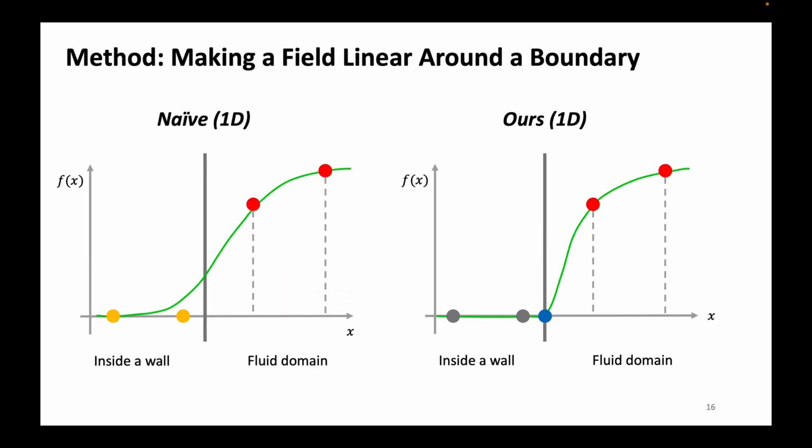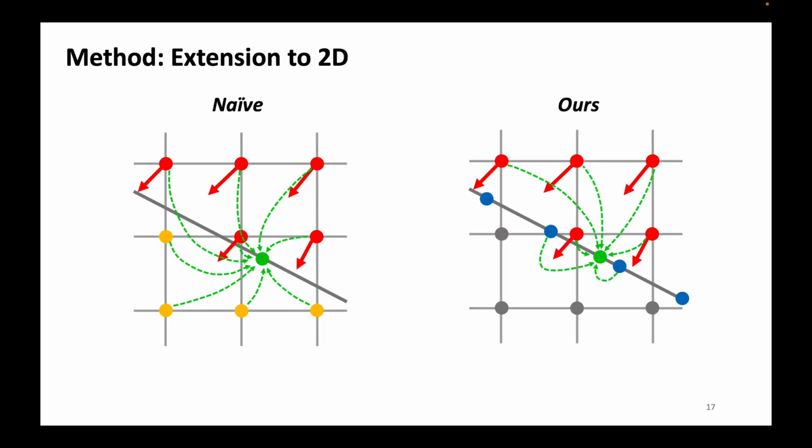This figure illustrates the interpolated curves of each interpolation scheme. Our interpolation makes the field almost linear around the wall. This is the core novelty of our method. To extend to 2D, we put additional points on a boundary with the same interval as the grid cell size.